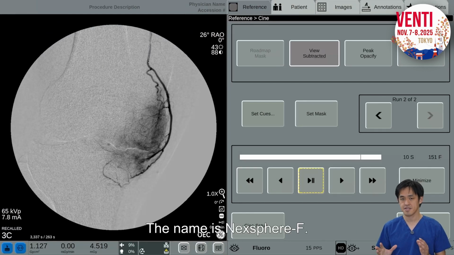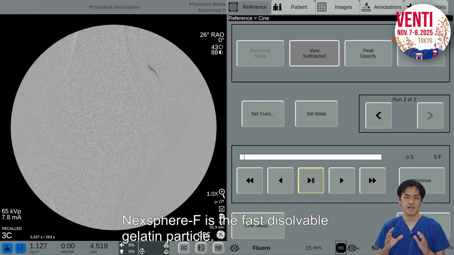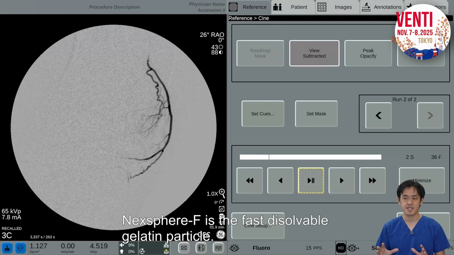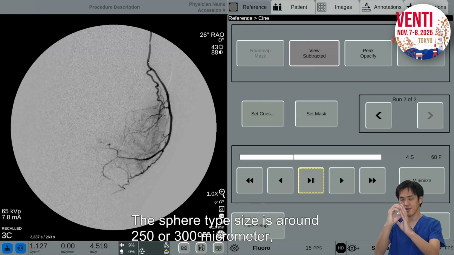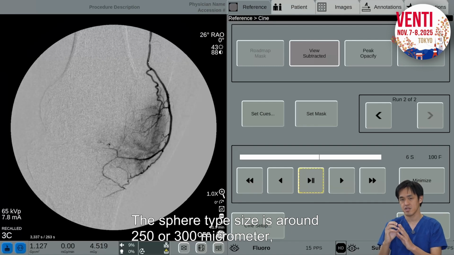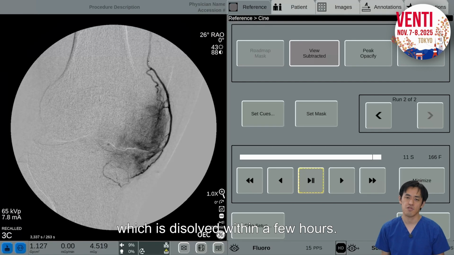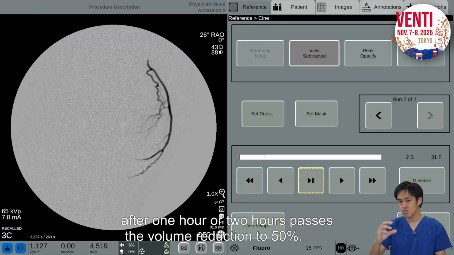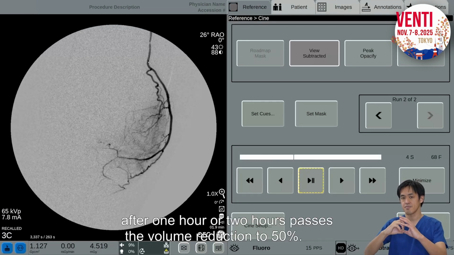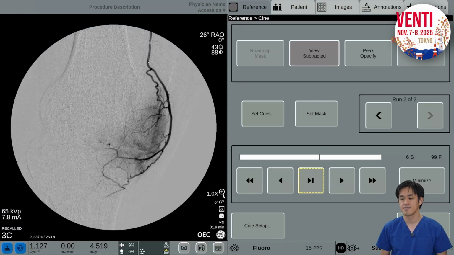The name is Nexpherе F. Nexphere F is a fast resorbable gelatin particle. It is a sphere type, the size is around 250 or 300 micrometers, and it is resolved within a few hours. After 1 or 2 hours, the volume is reduced to 50%.